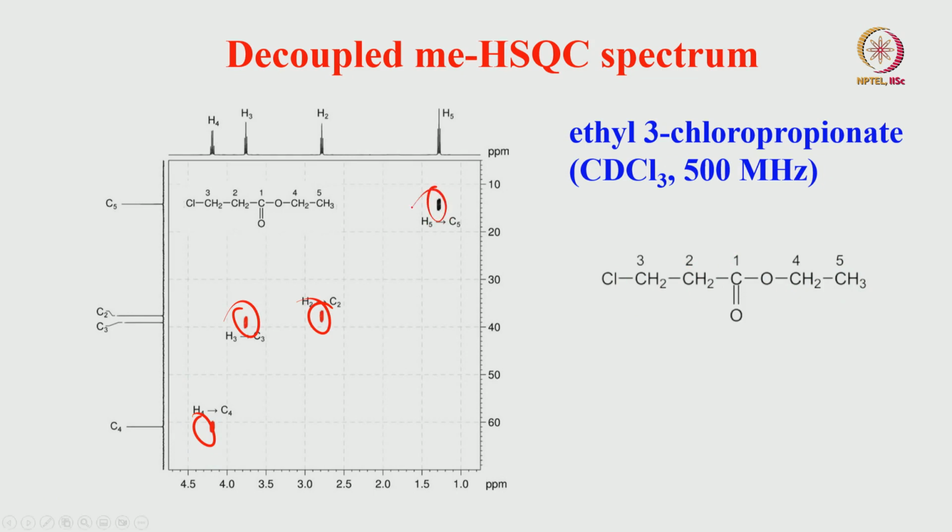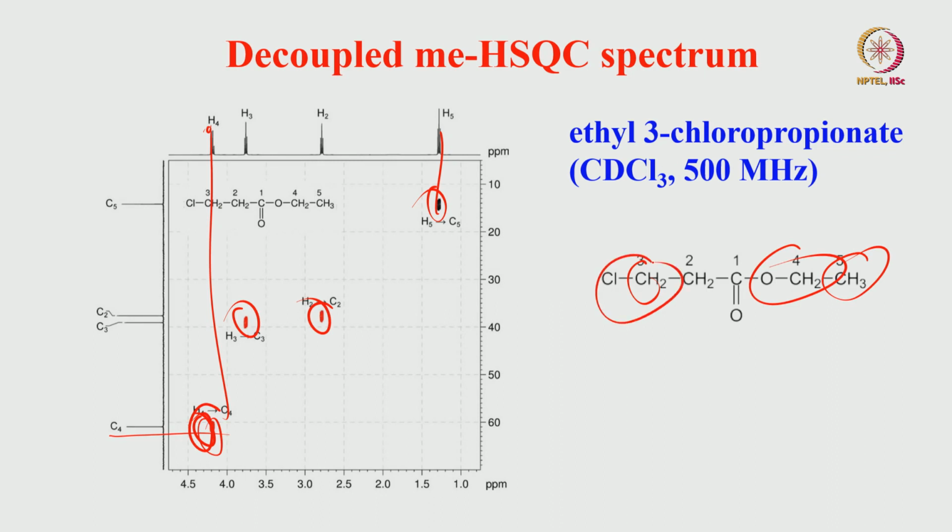From this you go up and identify that this is CH3, and this is CH2 which is attached to Cl. You can get this proton chemical shift and carbon chemical shift like that. Very easily you can identify all the protons. This is the proton on C4, attached to COO. This is the CH2 at position 3, which is attached to chlorine, it is here.